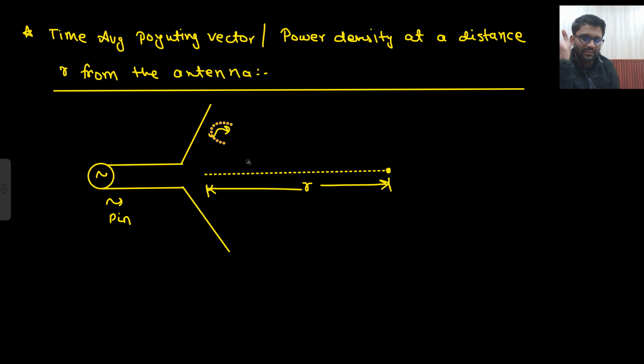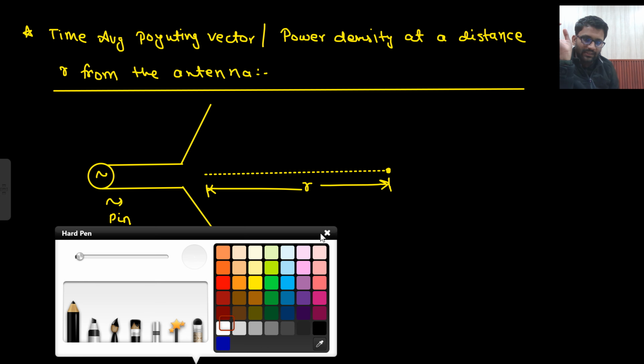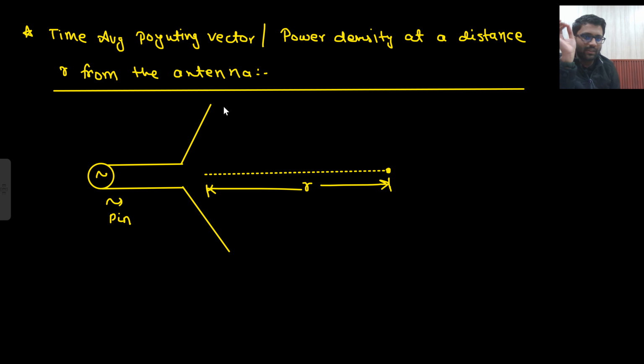Whatever the power this source is giving, let's just say this source is giving some P in power. So all the power will not be radiated by the antenna. There will be some losses as well, and those losses we will see. So as of now, don't worry about that. What I am saying is that the power radiated by the antenna is P radiated.